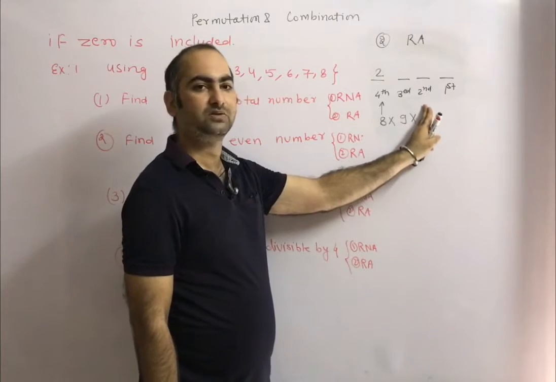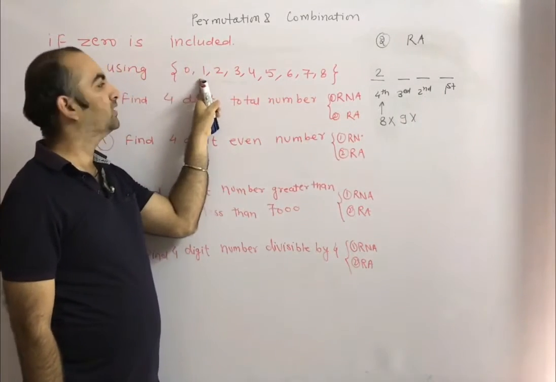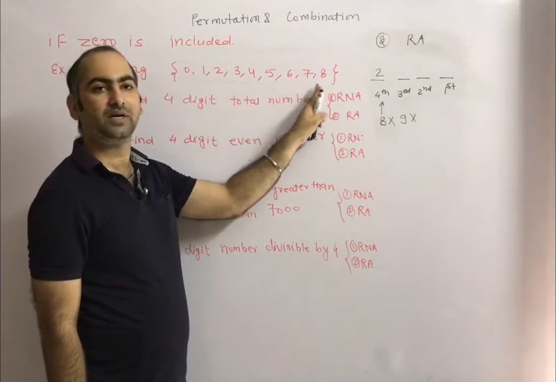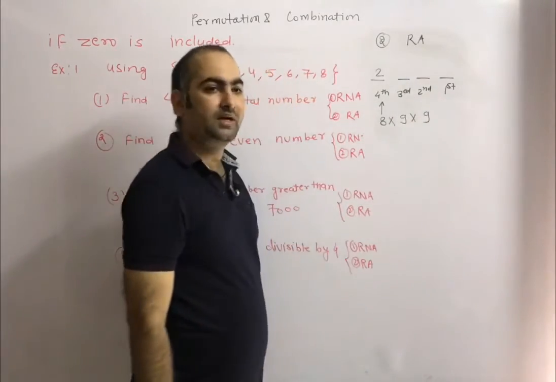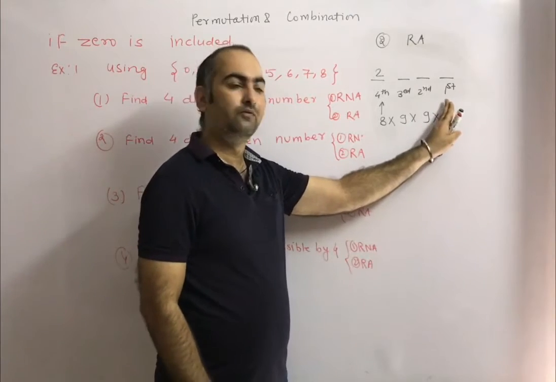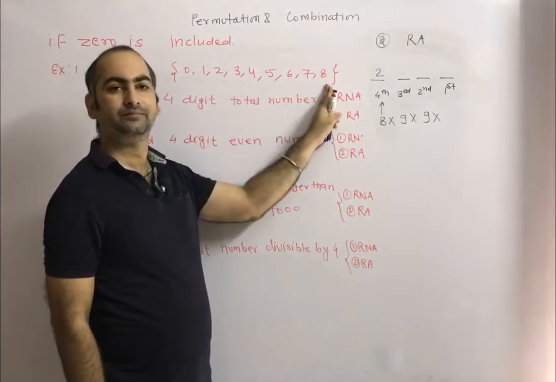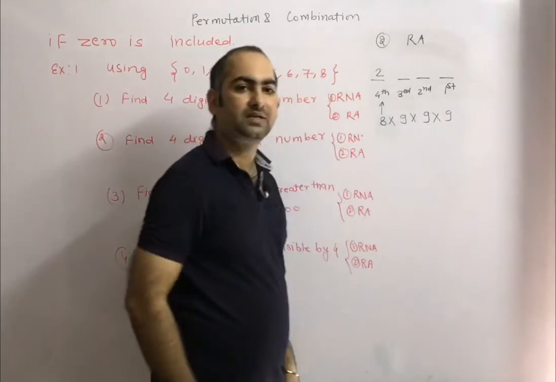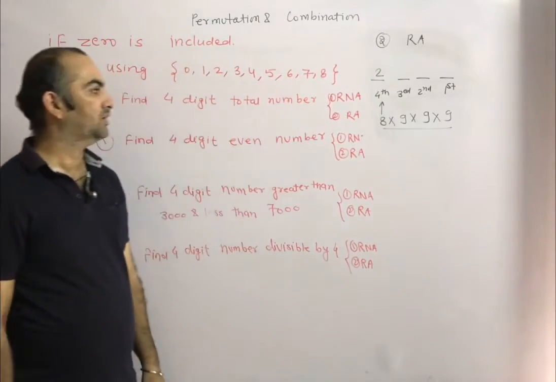Now for the second place also we can put any number, correct? Because we can put 0 also, 1, 2, 3, 4, 5, 6, 7, 8 also, correct? So here also we can put 9 numbers. Again multiplication, we have to fill the first place also. For filling the first place also how many choices do we have? 9 choices, 0 to 8. So what is the answer? 8 into 9 cube. If repetition is allowed, then the answer is 8 into 9 cube.